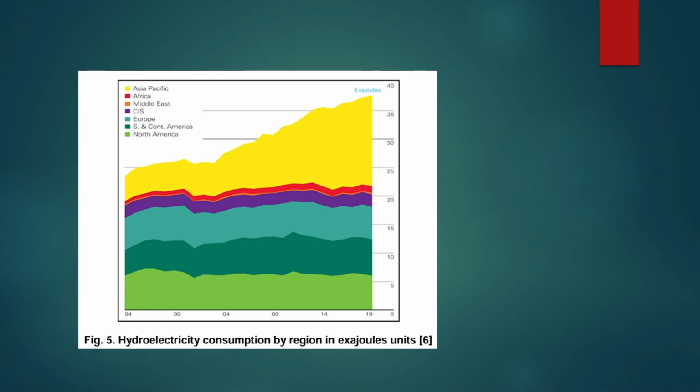I learned about exajoules through this. Exa is just the prefix. It's 10 to the 18th, so one exajoule is 1 quintillion joules. So it's a large amount. You can see that by year it can show you the amount of joules produced, and then you can see by region. It's a lot of energy.